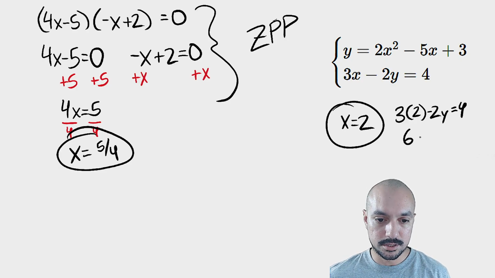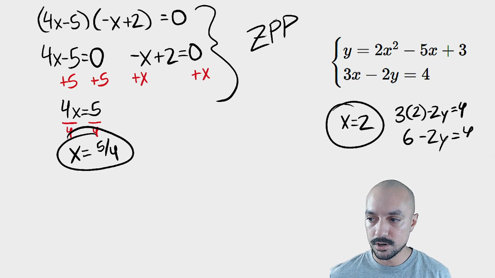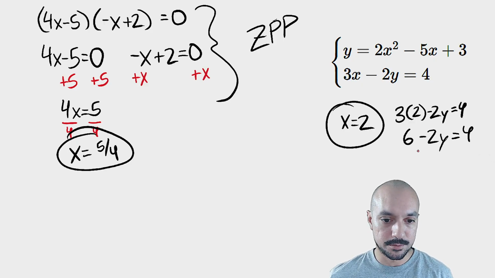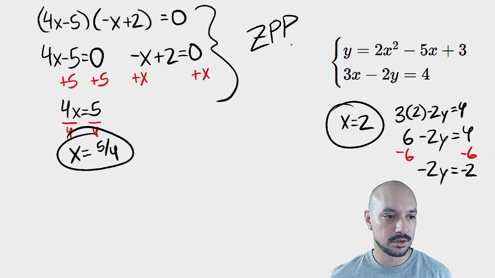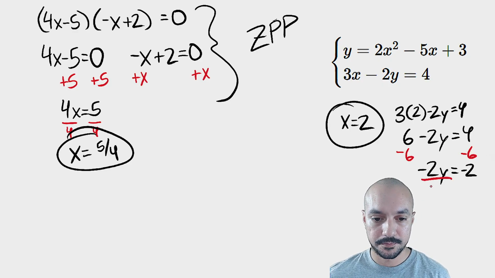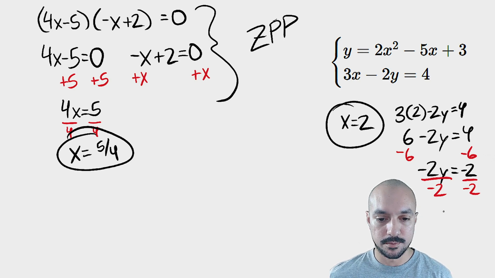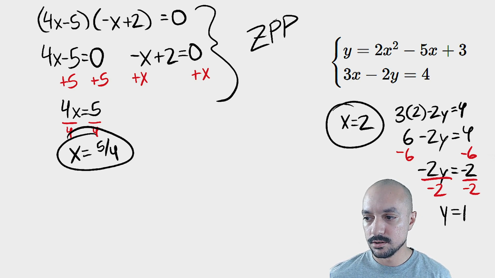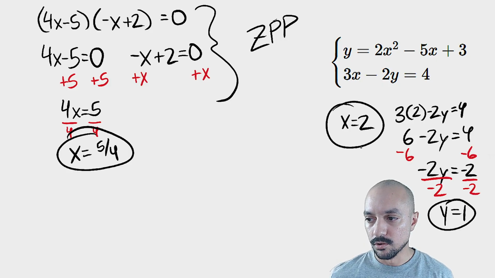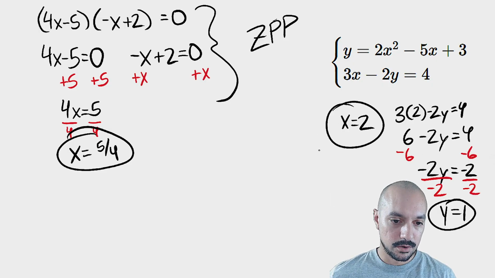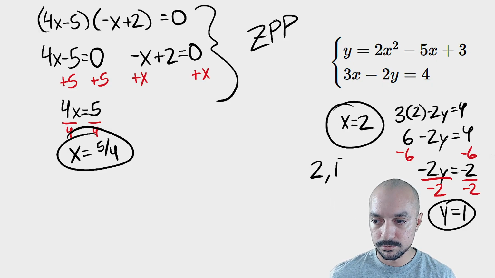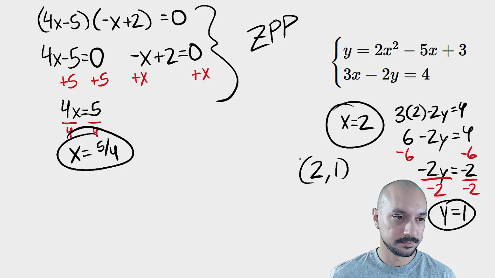Three times 2 gives me 6, minus 2y equals 4. From here, I'm going to take away 6 from both sides. I get -2y equals 2. I'll divide both sides by -2. And I end up with y equals -1. So the ordered pair that I got from working with these two would be 2, -1. That's going to be my first solution.